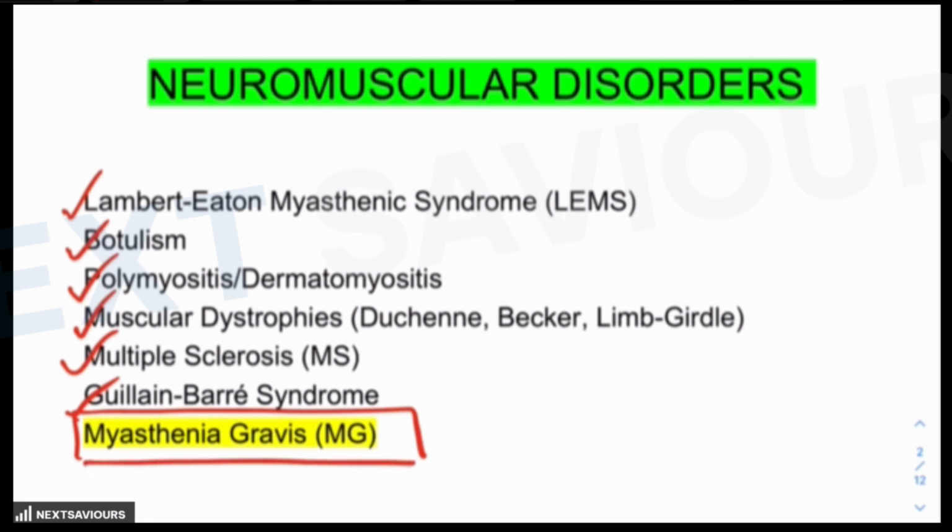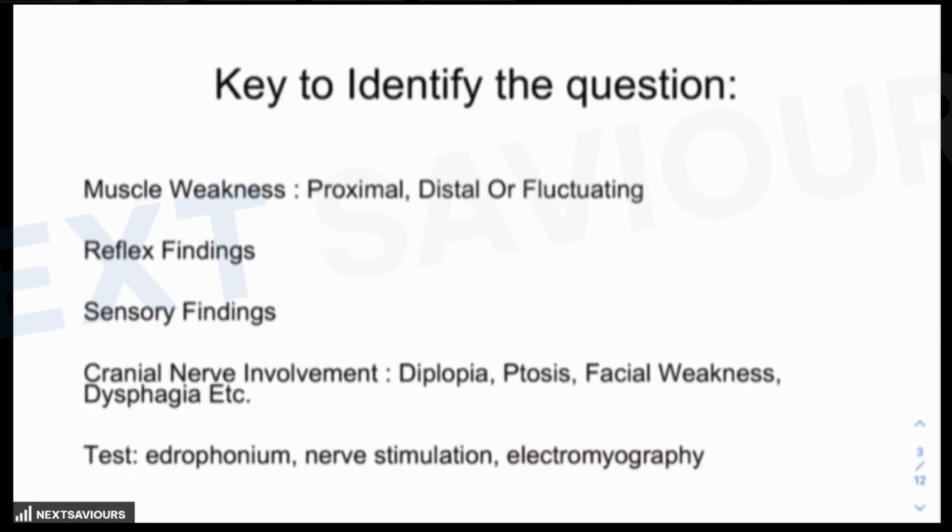So today we'll be talking about myasthenia gravis as a prototype and discussing the four most common differential diagnoses related to it in a question in particular. First of all, how do you identify that the question is asked from the topic of neuromuscular disorders? Muscle weakness would always be provided, it could be given as a hint like proximal or distal or fluctuating muscle weakness. Reflex findings in the form of hyperreflexia, hyporeflexia or areflexia.